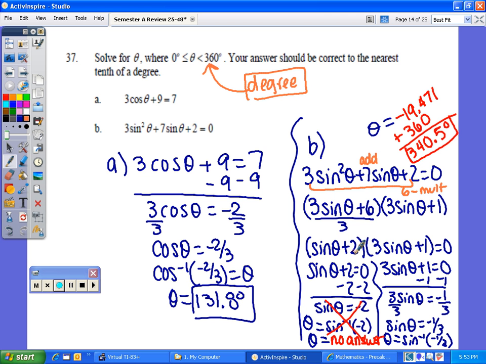But we're going to use the coterminal angles here to really figure out what the real answer is, because it has to be between 0 and 360, and we get 340.5. Now your answer key gives 2 answers. Not sure where they got the other answer, but one answer here is fine with me.